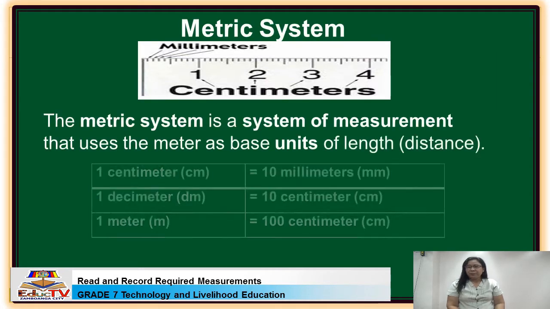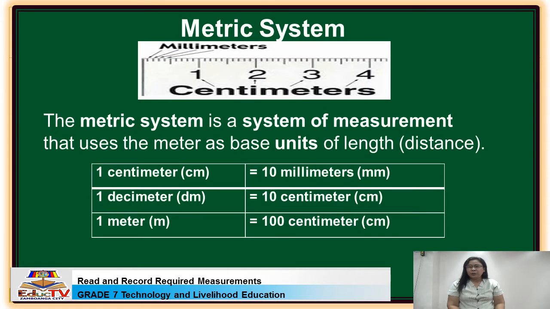Metric system. The metric system is the measurement system that uses the meter as the base unit of length or distance. 1 centimeter is equivalent to 10 millimeters, or mm. 1 decimeter is equivalent to 10 centimeters, or cm. 1 meter is equivalent to 100 centimeters, or cm.